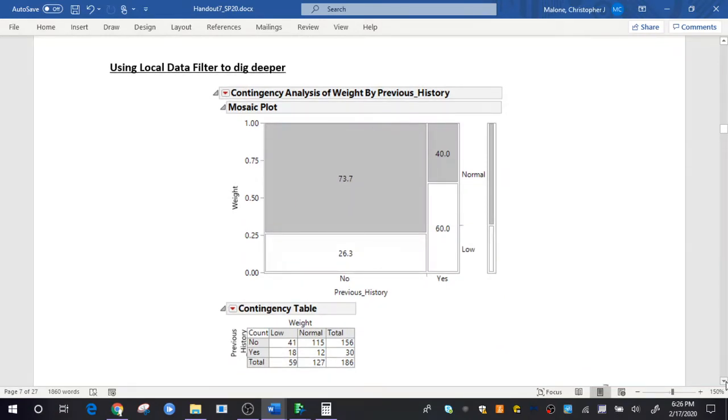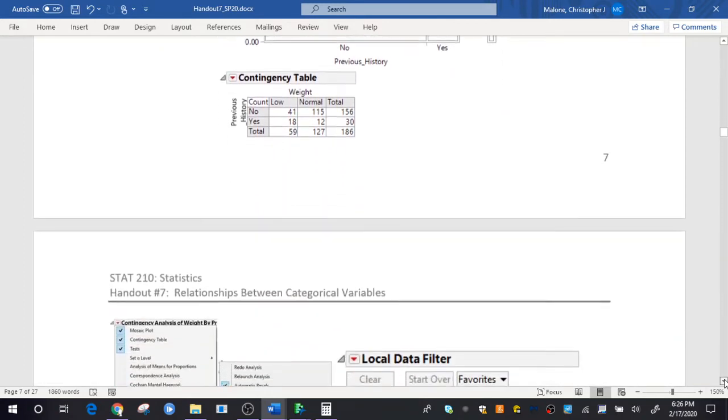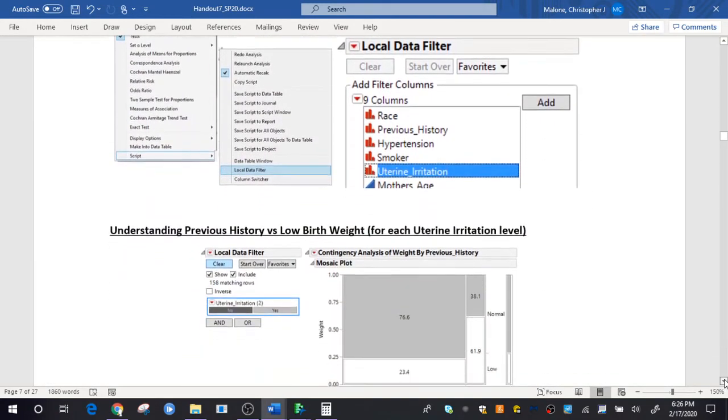All right, real quickly, let's look at a local data filter. So what we are doing right now is looking at previous history against low birth. I'm only considering those two variables. But I can bring information about a third variable in through the use of a local data filter.